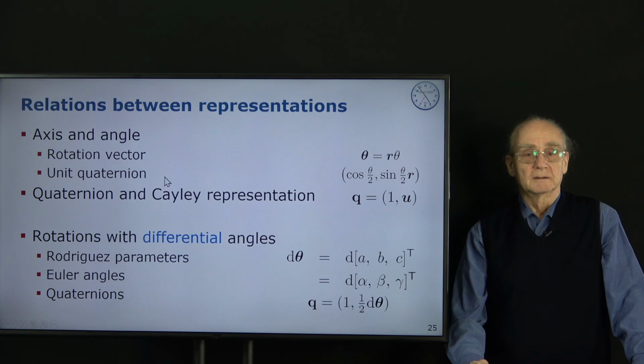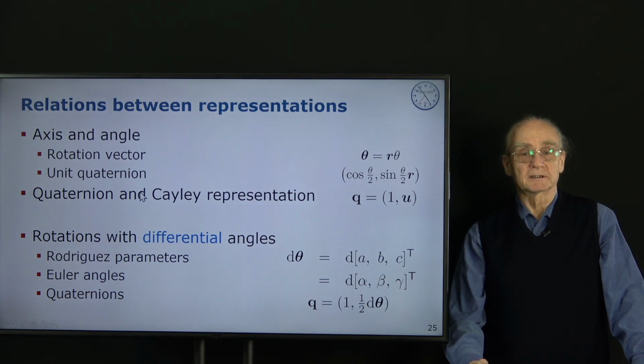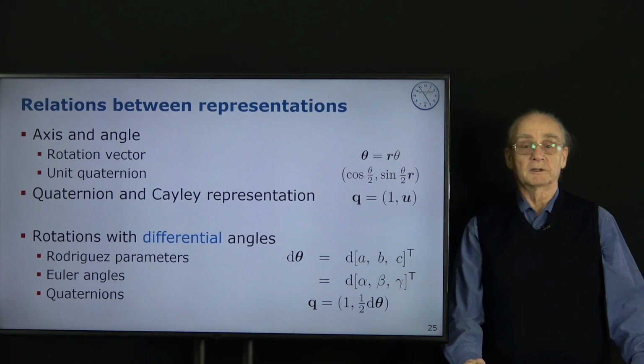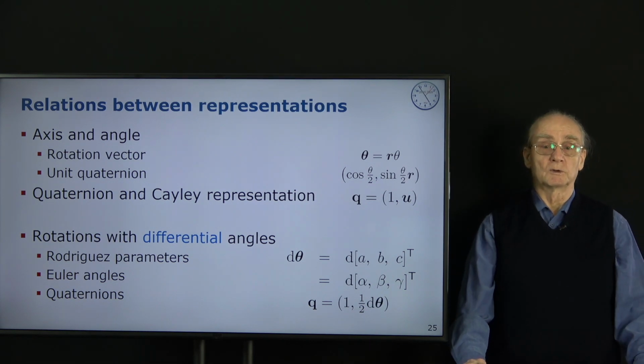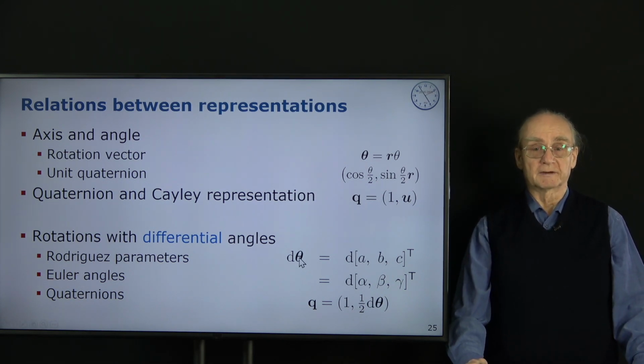So these 3 elements we discussed already: the rotation vector, the unit quaternion, and the Cayley representation. And now if we look at the differential angles, we remember that the differential rotation vector is identical to the differential Rodriguez parameters and to the differential Euler angles. Here we have the relation to the Euler angles. So for small angles, if we have alpha, beta, gamma, and they are small, they are approximately the rotation vector.